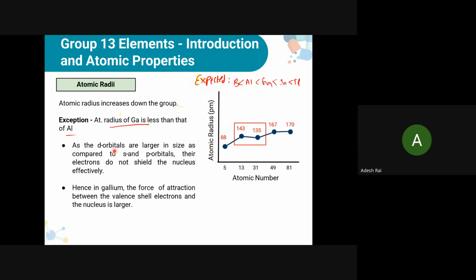Because of d-block contraction. Is that clear? What do we call it? We call it d-block contraction.